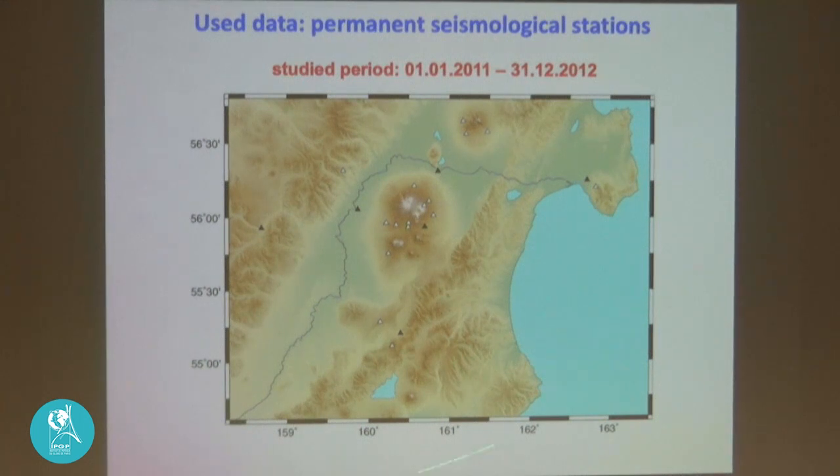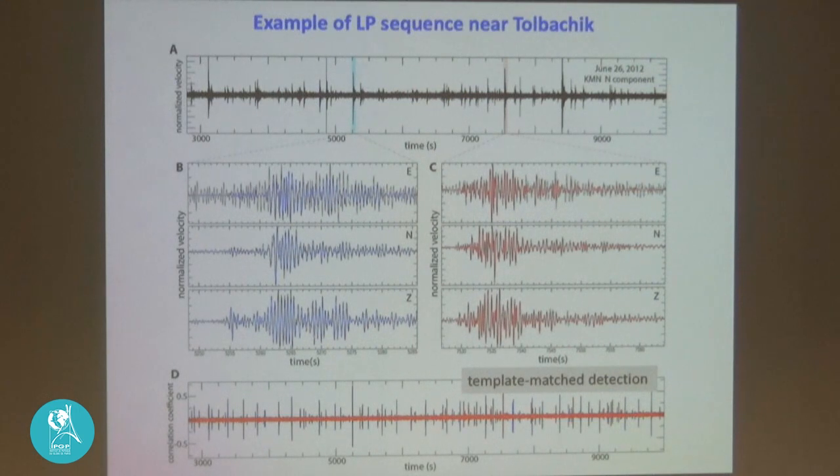This is the seismic network that we used. Triangles show the positions of permanent seismic stations. Here in this volcanic group, Tolbachik volcano is here, and the other 2 active volcanoes are located here. This is again Tolbachik volcano, and this is an example of records of these long period earthquakes.